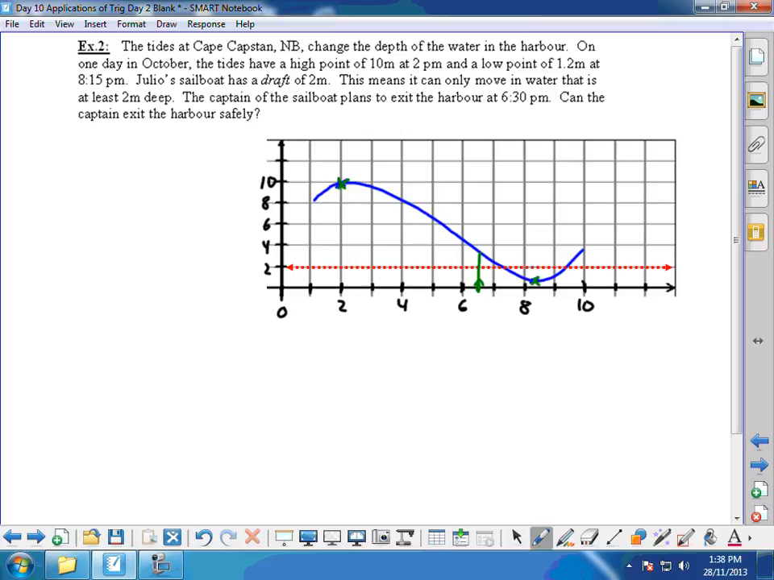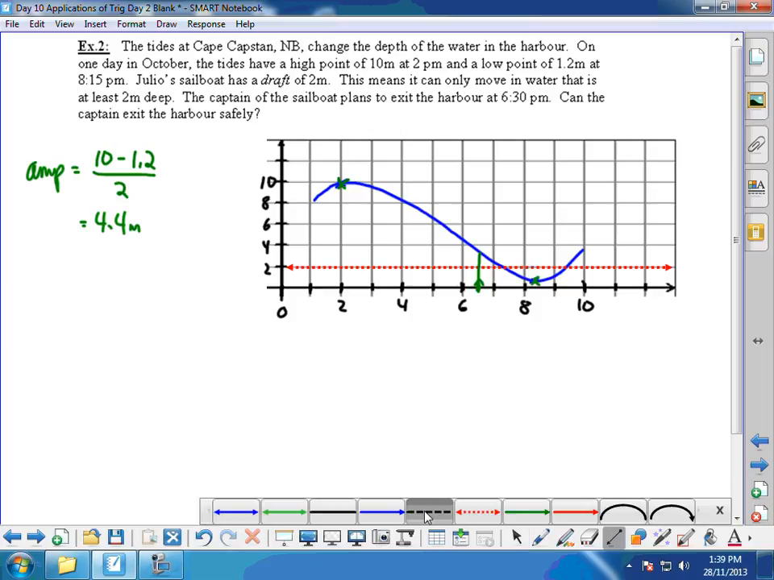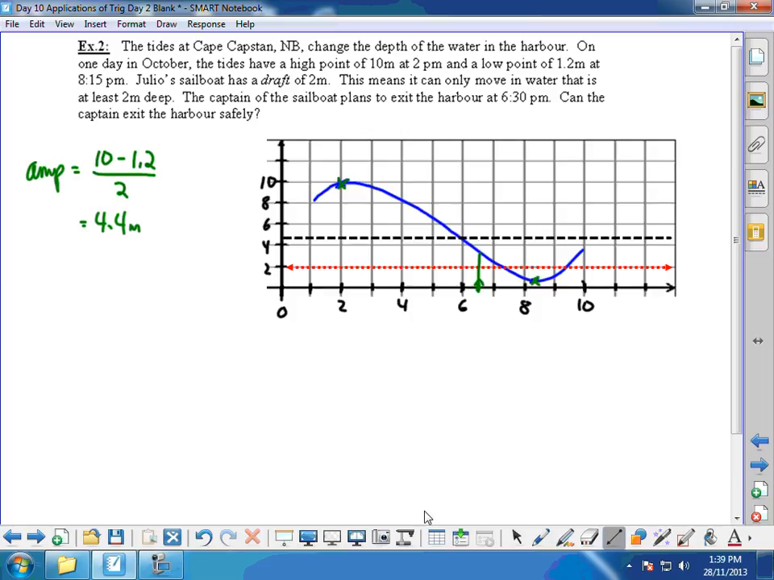So I can figure out the amplitude. The amplitude is going to be the max, which is 10, minus the min, which is 1.2, divided by 2. So obviously that's 8.8 divided by 2, or 4.4 meters. So the amplitude is 4.4. That can help us. And I could actually draw an imaginary line at 4.4, which is roughly there. I know there's our amplitude, halfway between the highest and the lowest point.